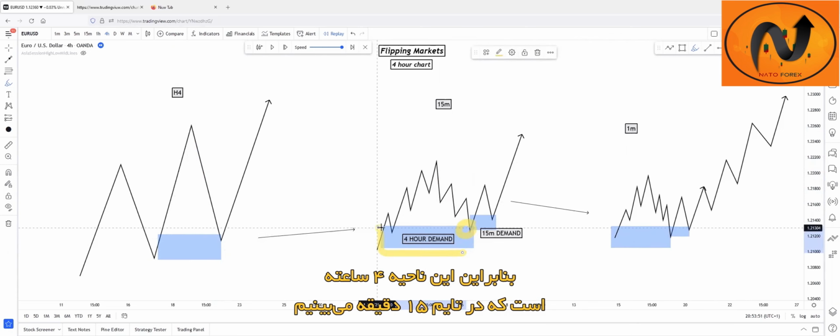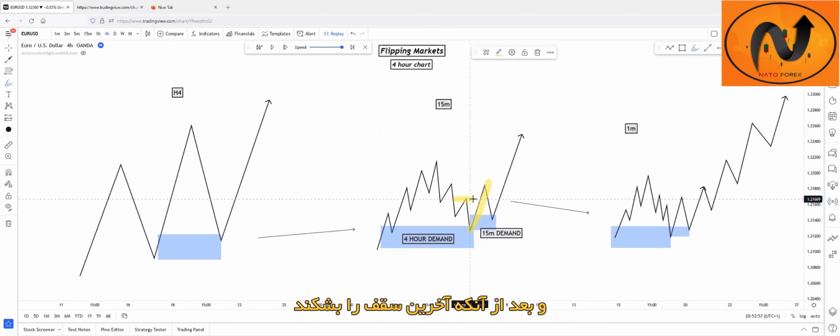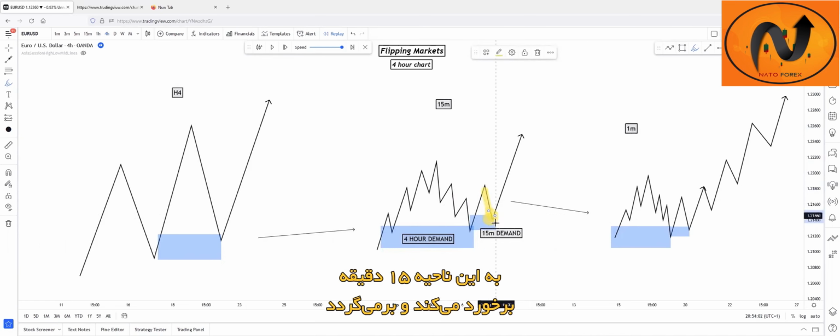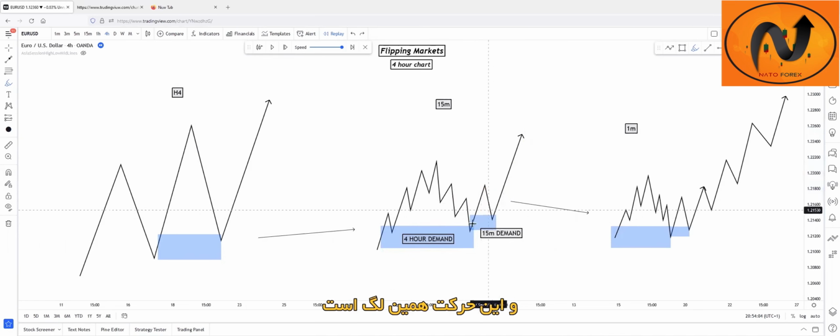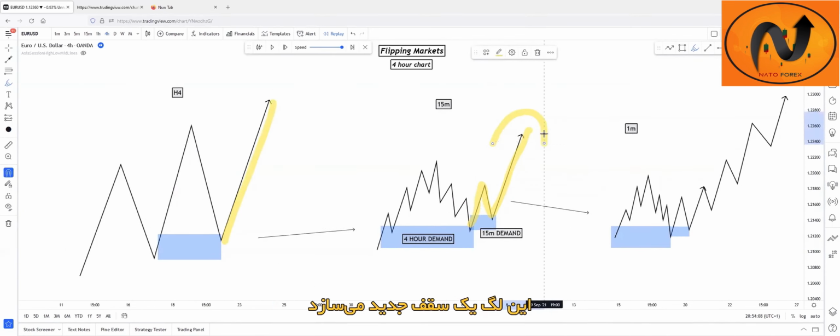So this will be the 4 hour demand zone on the 15-minute chart. Price tapped into this zone, and after it broke through the last high point, did a change of character and tapped into this 50-minute demand zone and reversed the price. And this movement will be this leg. This movement will create a new high.